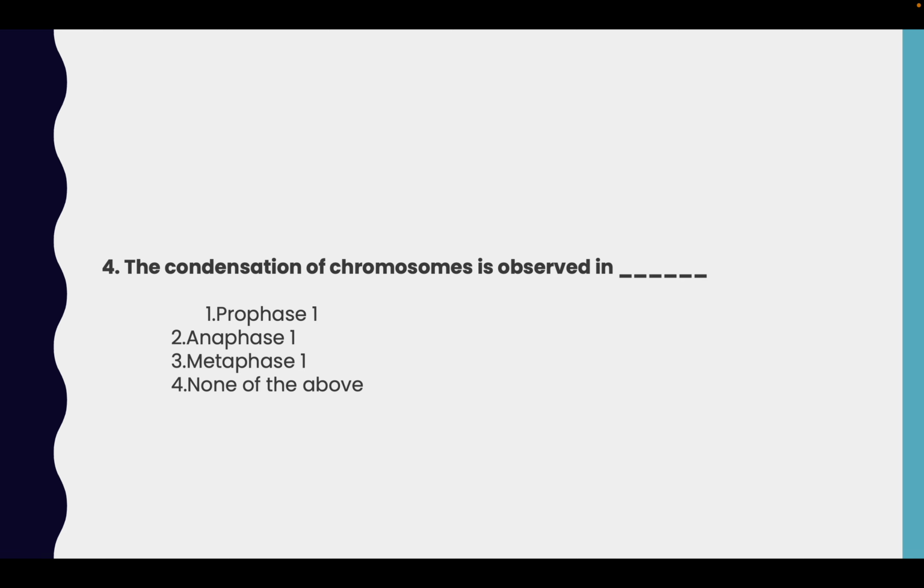It is prophase 1 where the condensation of chromosomes starts and it gets completed in metaphase 1. Anaphase 1 has no link with the condensation of chromosomes, okay? Clear? Yes, ma'am. In anaphase there is separation, not condensation.